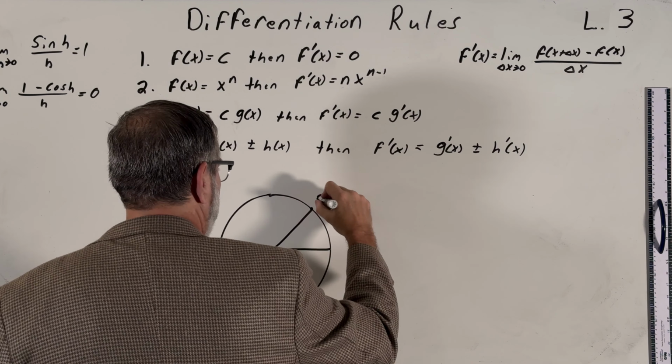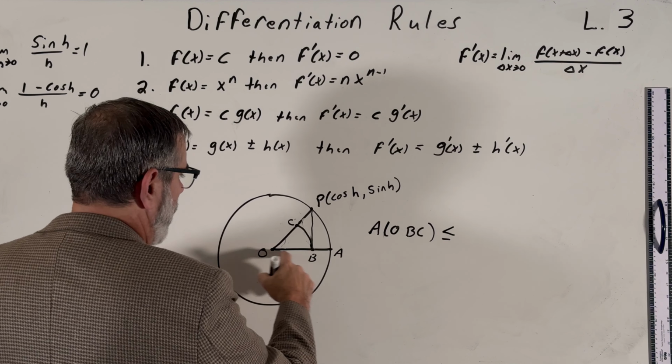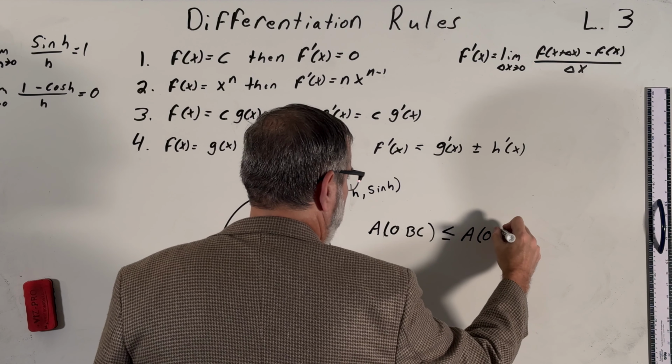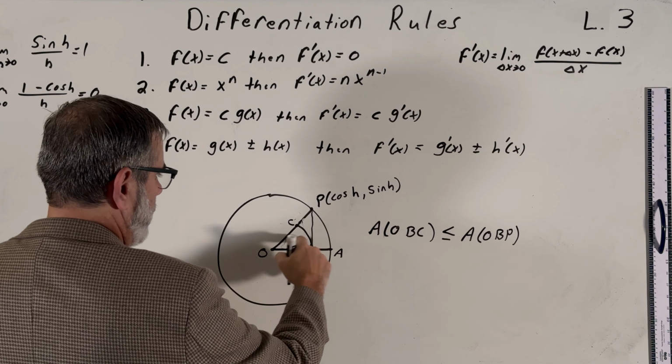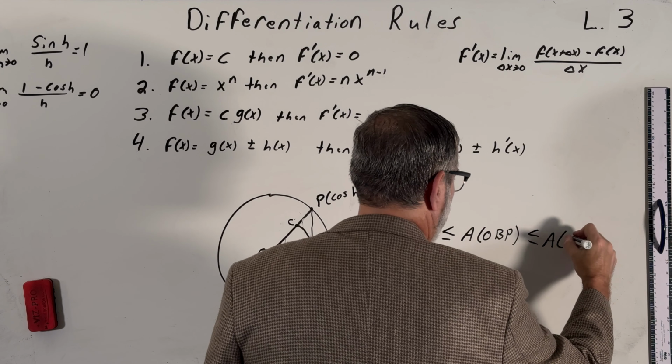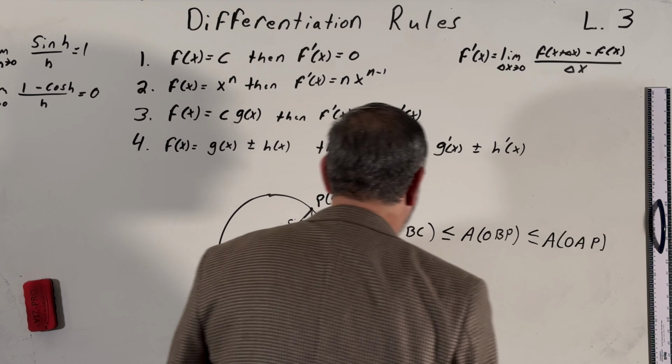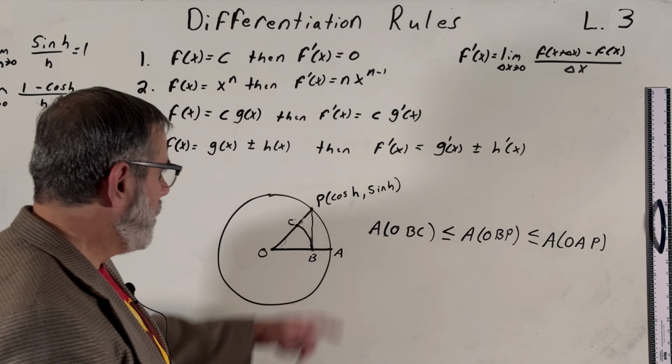So notice that the area, I'm going to write A for area, of OBC. That's from here to here to here. That's a sector, right? And I'll talk about the areas of sectors in just a minute. Is less than or equal to the area of OBP. OBP, that, of course, is the area of a triangle, which is less than this larger sector, OAP. The area of OAP.